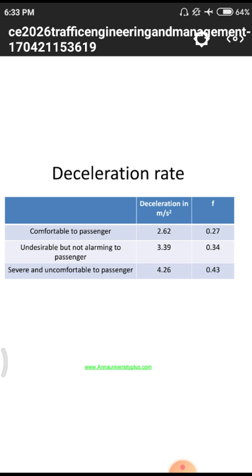And the next one we have is 4.26 deceleration, right? It is severe and uncomfortable to the passenger. That means uncomfortable, very severe. Those things will not give proper driving. The driver has to drive a vehicle for a long period of time, so he has to take some rest between 2 to 3 hours on his journey, so due to this kind of deceleration he will not travel in a sufficient manner. Why? Because the deceleration is very high, so he will not be able to observe what is coming and what is going, and he will not have proper sight distance.